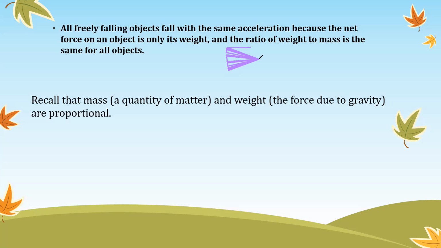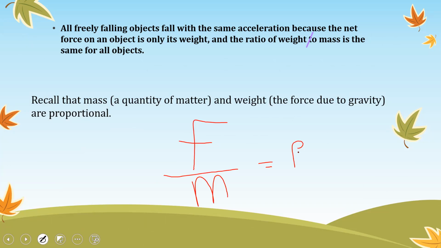The ratio of the weight of the airplane to its mass equals the ratio of the weight of the ball to its mass. So recall that mass, which is the quantity of matter, and weight, which is the force due to gravity, are proportional.